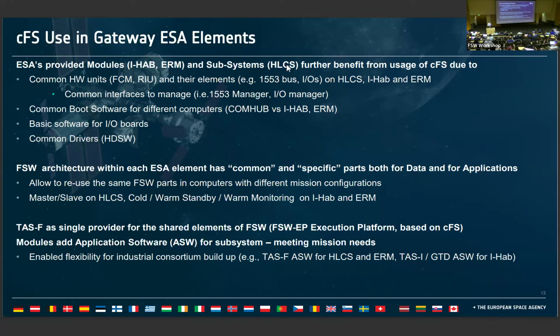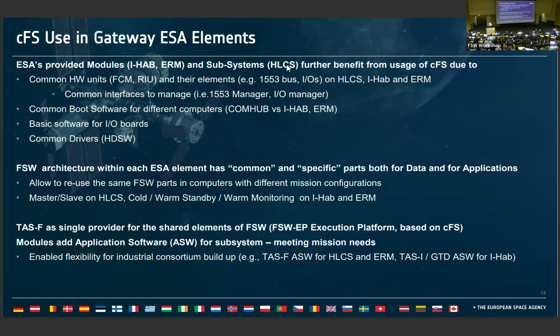And then on top of it, there is the same basic software and low-level software, common drivers, and things like that. So flight software architecture on each of these elements is composed of two parts. One is common, which is the low-level part, and then there is the mission-specific part, which is provided even by different suppliers. And that works in even different configurations. As an example here, I mentioned that there is a master-slave configuration on HLCS, because there are multiple computers out there, while there is cold, warm standby, and warm monitoring on IHAB and ERM.